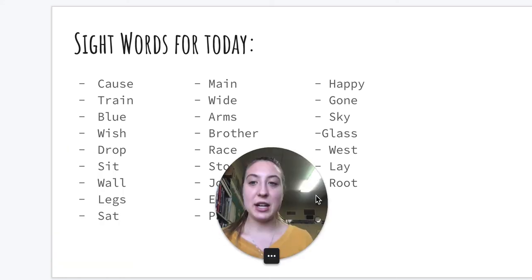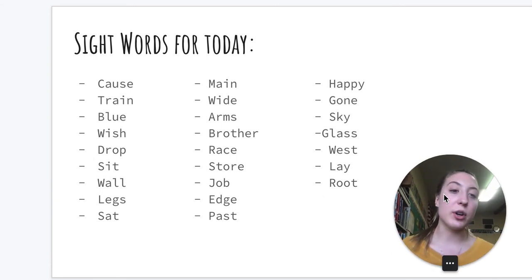Today we're going to practice going over our sight words for this week. We're going to go over them on Wednesday and Friday this week. And when you have time at home, make sure you read these words to someone in your house. These are words that you're going to want to practice, that we're going to want to learn. And every week we'll go over a new sight word list.